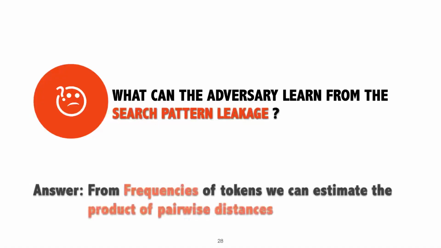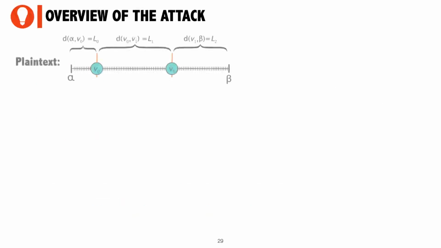Therefore, the answer to the previous question is that the adversary can estimate the product of pairwise distances from the search pattern leakage. Even though that is a big step forward, we are not there yet, since we only infer the product of two distances and not each distance individually. I will now give a brief overview of the entire attack algorithm.